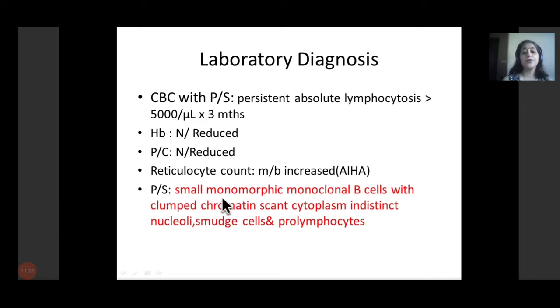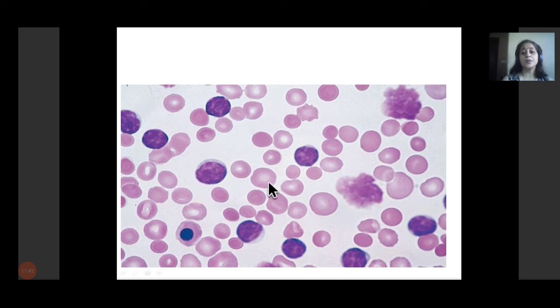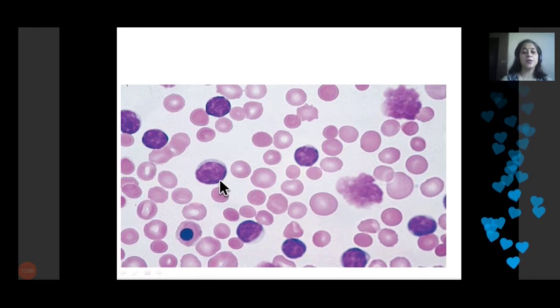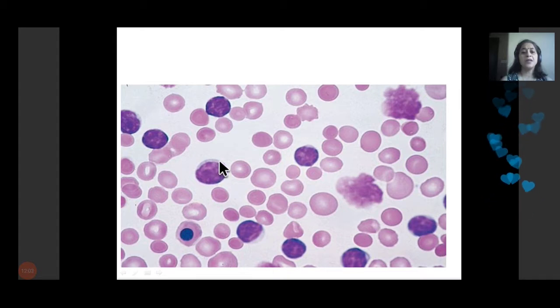So the peripheral smear will show you a small monomorphic population of monoclonal B cells with clumped chromatin, scant cytoplasm with indistinct nucleoli, smudge cells, and prolymphocytes. So how do you see them? This is the peripheral smear. These are smudge cells. You can see the cells are smudged. The morphology cannot be appreciated. These are the cells which have a scant amount of cytoplasm, and the chromatin is very clumpy, irregularly clumpy. You can see it is clump, clump, clump, and then there are some areas not so dense, rarer areas.